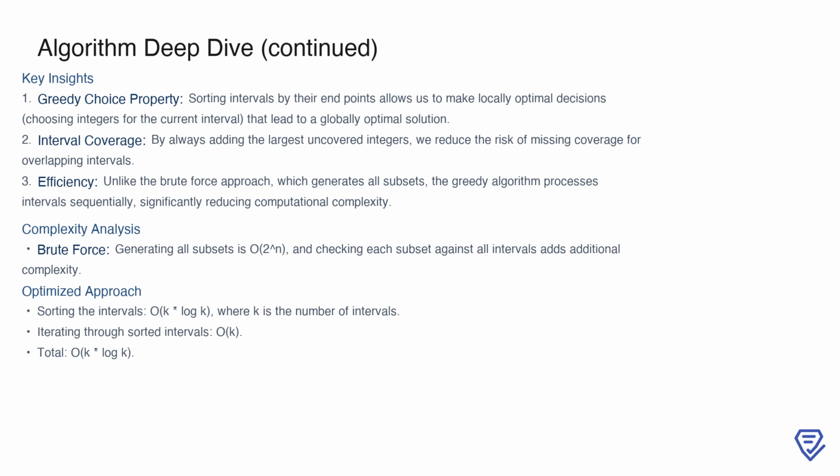The greedy algorithm relies on a few key insights to work efficiently. First, the greedy choice property ensures that making locally optimal decisions, like choosing integers for the current interval, leads to a globally optimal solution.